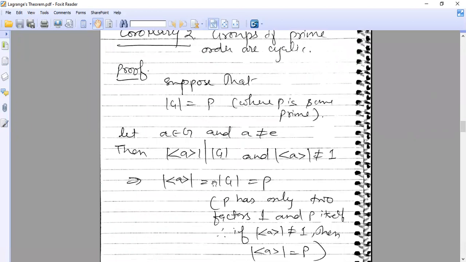Then from corollary 1, we have seen that the order of this subgroup which is generated by A will divide the order of the group, and the order of this subgroup which is generated by A will not be equal to 1. Why? Because A is not equal to identity. If it were equal to identity, then you take any power of identity, you will get identity only. Then there would be only one element, but we are not taking it equal to identity. So the order of this subgroup which is generated by A is not equal to 1.